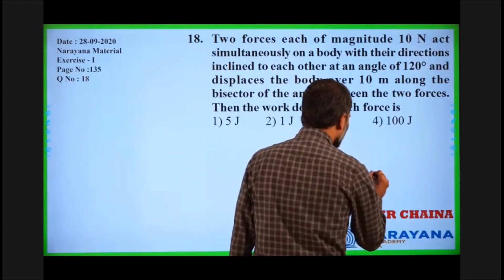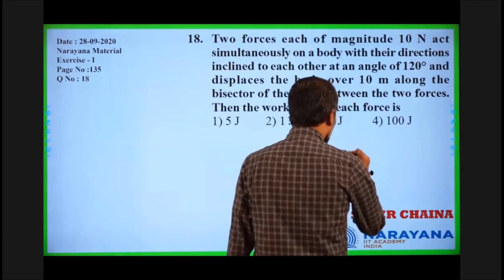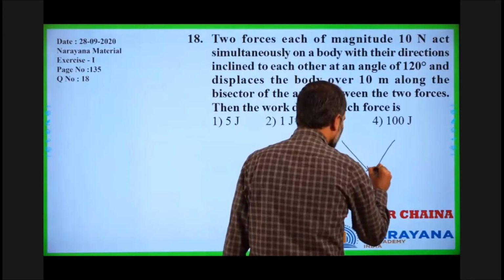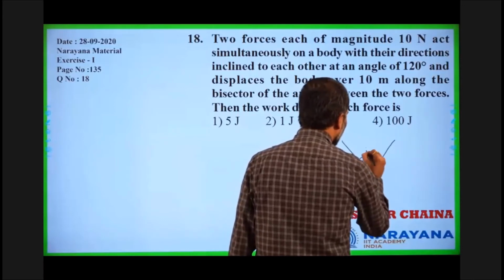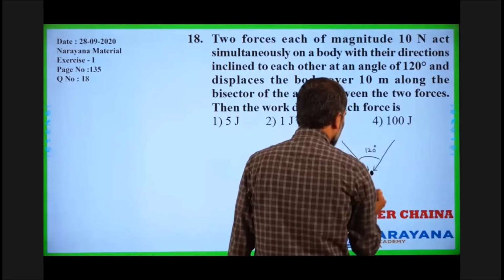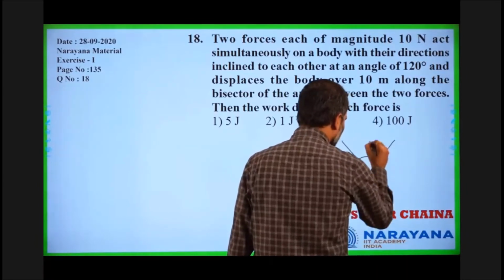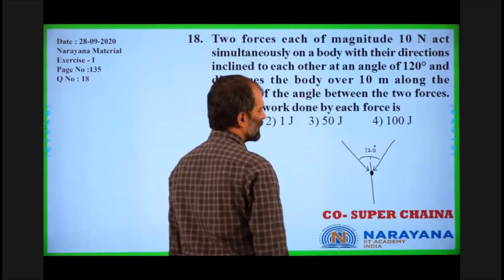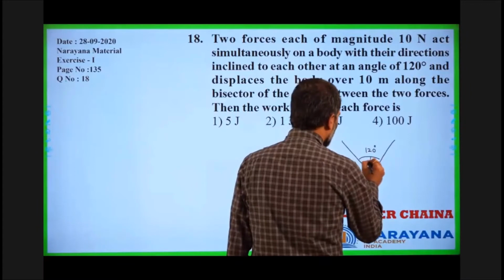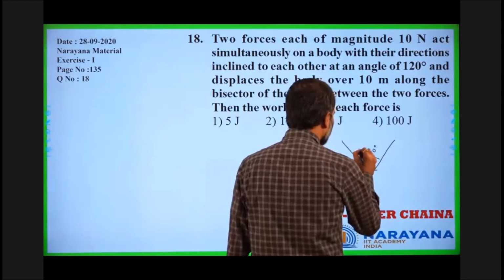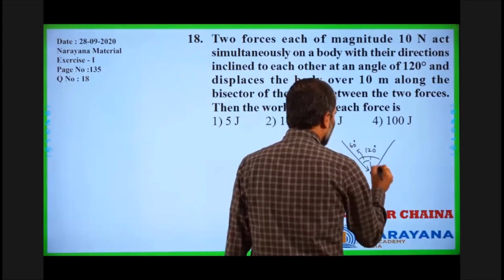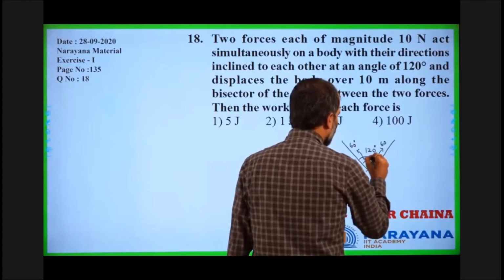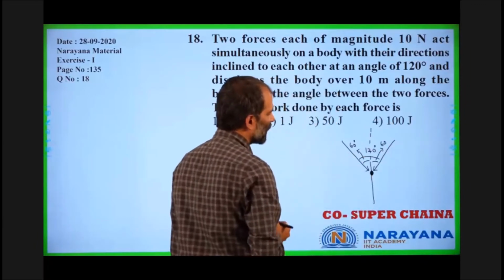Let us assume that this is a body. One force is acting in this direction, the other force is acting in this direction, and these two are separated by an angle of 120 degrees. The bisector means the perpendicular bisector would be this. So the bisector angle is this. So now one angle is 60 degrees over here, the other angle is 60 degrees here, right? So this is the 60 degrees you have been considering.